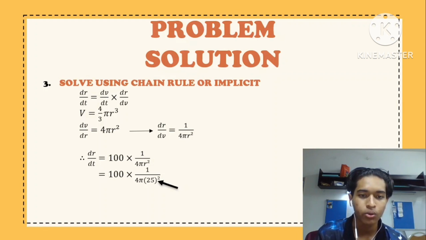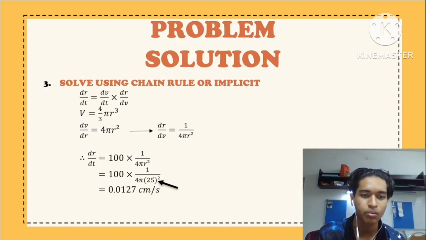And then we need to substitute the value of r, which is 25. Then we get 0.0127 centimeter per second.